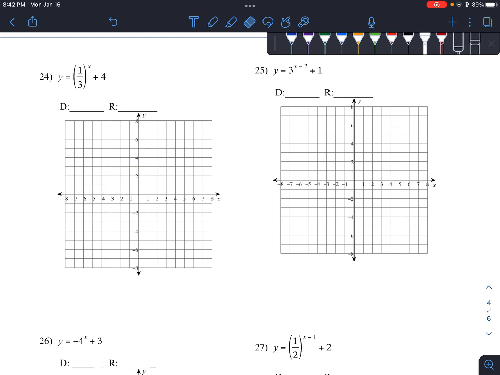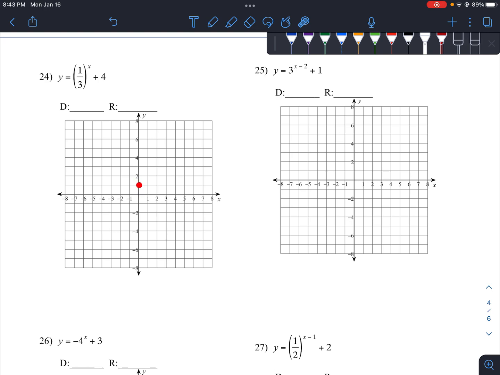But no matter what the base is, if the exponent is 0, so 1/3 to the 0 power, it's always going to be 1. But also this is a shift up 4. So not only is it going to be here, but we have to move it up 4 spaces. I'll do that in just a second. I just wanted to show you how I first do my first point right here. So that's going to be 0, 1.